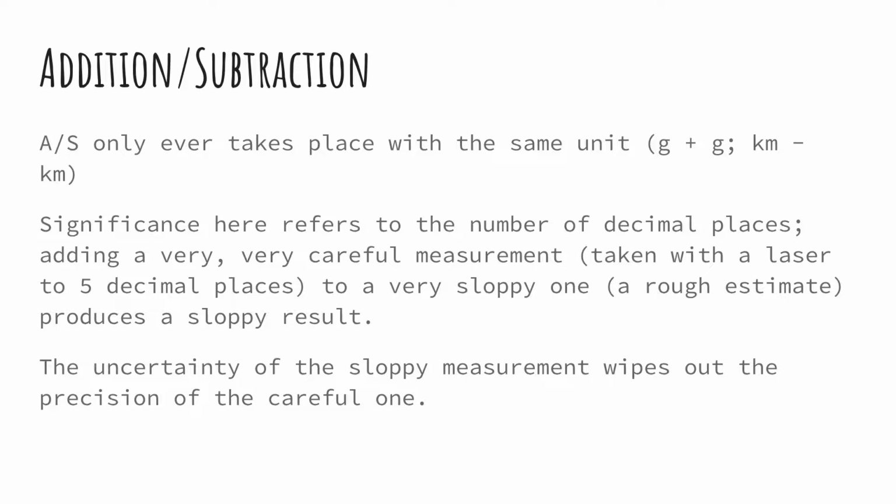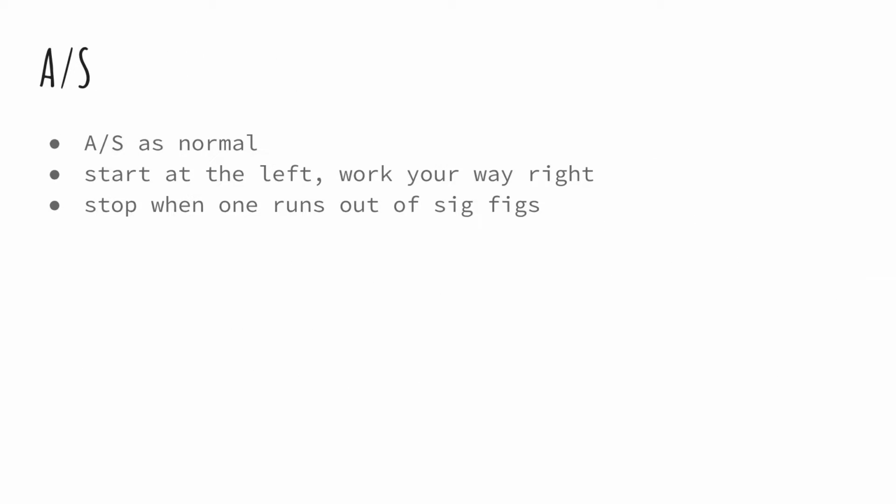Okay, so that is how we measure significance and how we talk about significance when it comes to addition and subtraction. So the way you do addition and subtraction and keep track of your significant figures, you do addition and subtraction as normal. And then you start at the left and work your way right. When one of your two measurements runs out of sig figs, that's where you stop. That is going to be the limit of the precision in your answer. Okay, so now let's go ahead and work through an example.